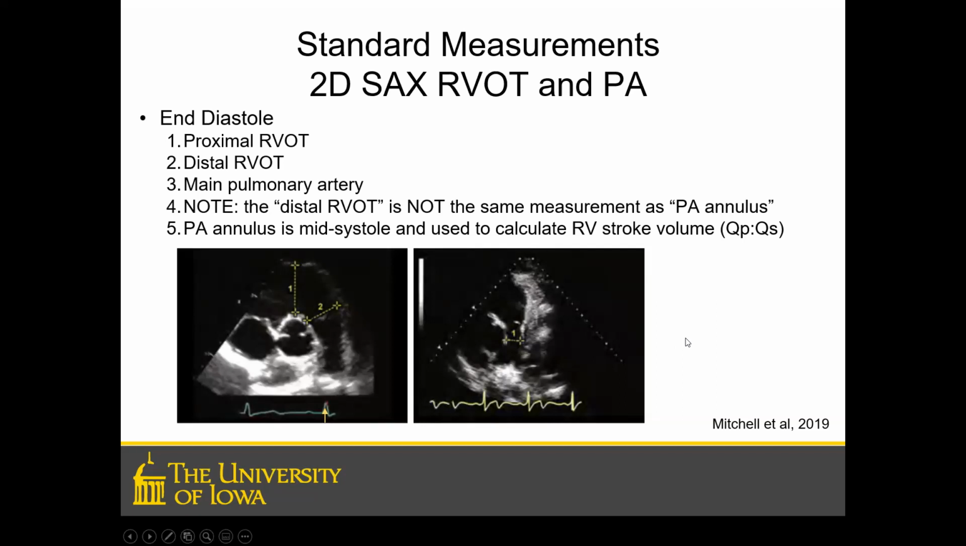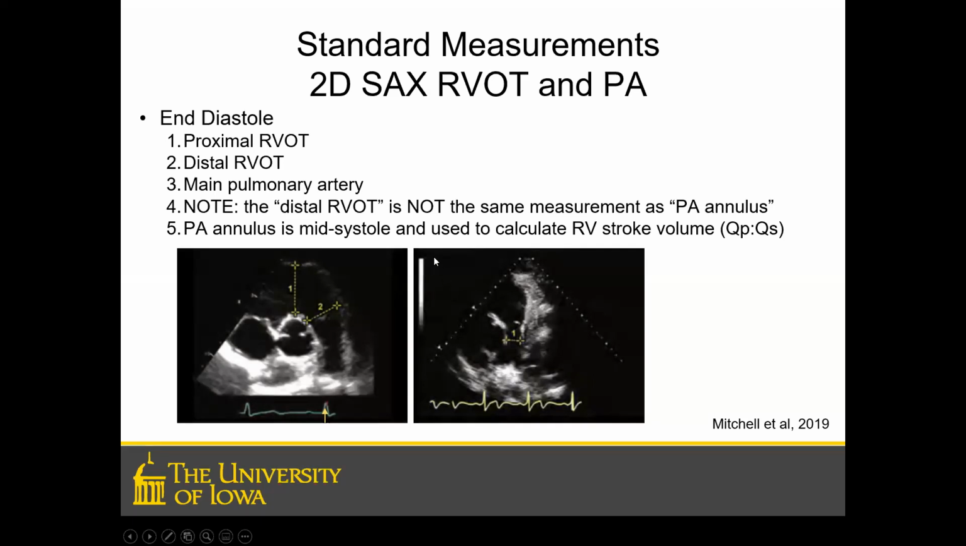All right. Who knew there was so much to talk about of just parasternal long axis measurements? Now on to short axis. So the short axis measurements that are done involve the RVOT. So we can do a proximal RVOT measurement and a distal RVOT measurement and a main pulmonary artery measurement. These are all done in diastole, at end diastole, okay?